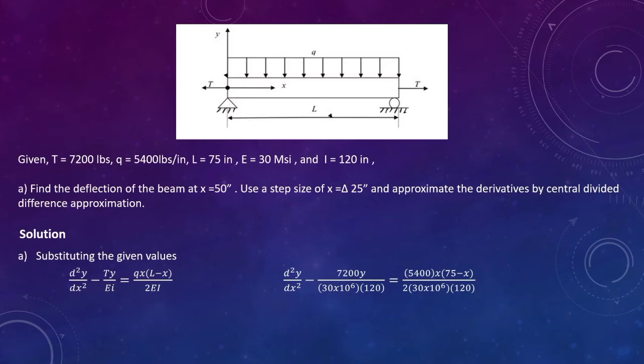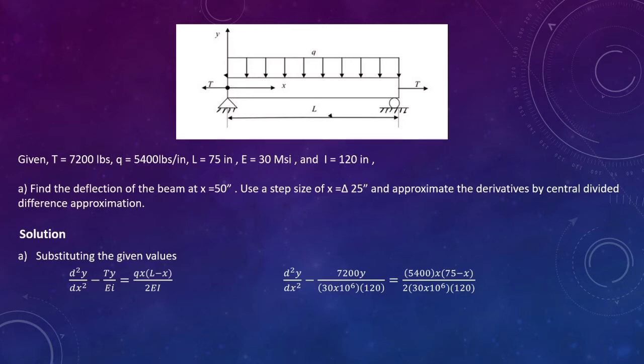Given T equals 7,200 pounds, Q equals 5,400 pounds per inch, L equals 75 inch, E equals 30 msi, and I equals 120 inch. Find the deflection of the beam at x equals 50 inch. Use a step size of delta x equals 25 inch and approximate the derivatives by the central divided difference approximation to the solution.